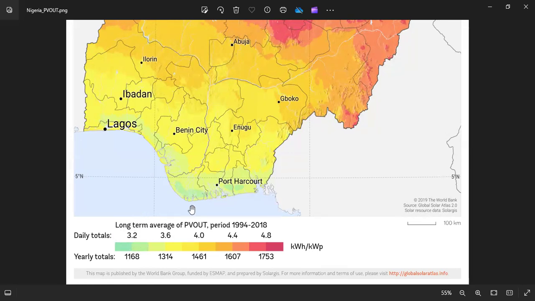So if you look at this chart, I want us to understand something, please. How do they come up with these charts? We have never asked ourselves how they come up with this chart. If you look, you see long-term average of PV output. One of the best ways to get the PV potential of a place is to measure the reading over a period of time.